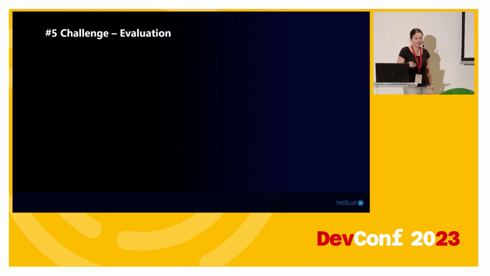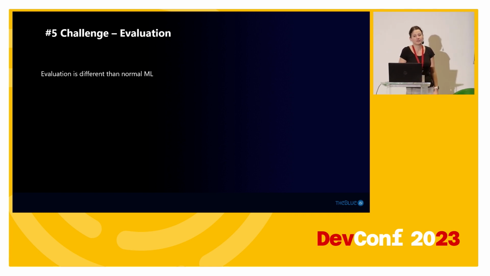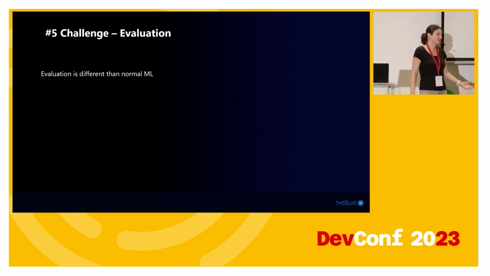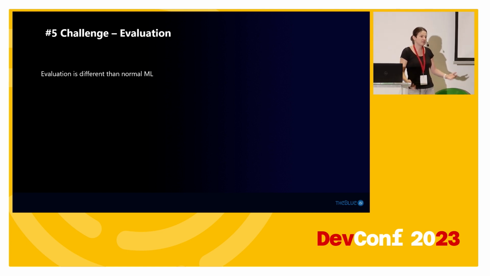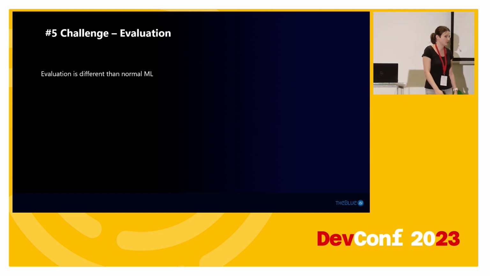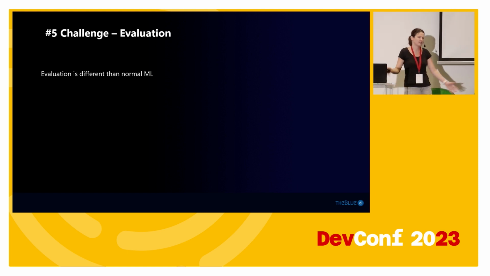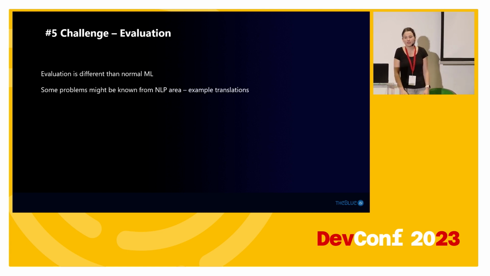Challenge number 5, evaluations, and this is a very tricky one. So evaluation here is much different from normal machine learning, because of the simple fact that you don't have the right answer. Whatever you write, if you want the solution to write your blog post, you can write it in a million different ways, and you cannot say this was the expected answer.